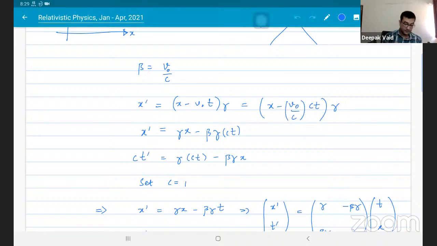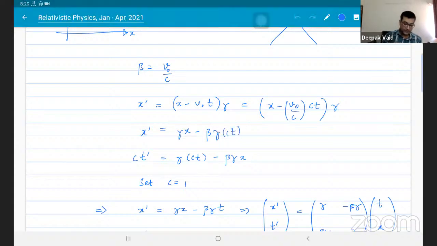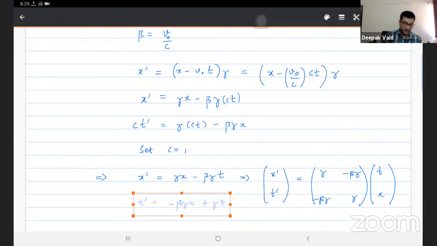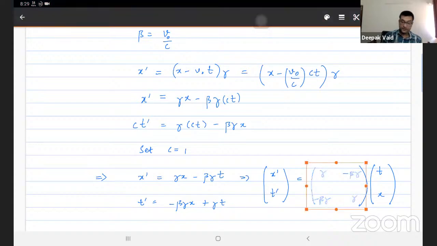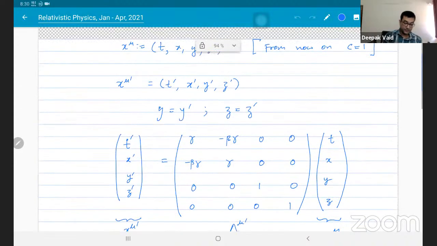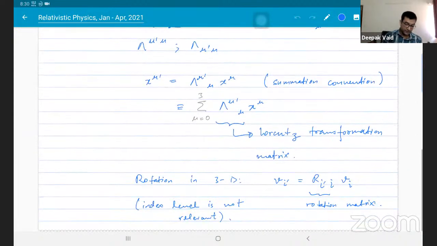So x prime becomes gamma x minus beta gamma, and then ct. But then setting c equal to 1, this just becomes gamma x minus beta gamma t. And similarly, t prime becomes, whenever I write t, it's understood, whether it's t or t prime, that there should be a factor of c in front of it, minus beta gamma x plus gamma t. So this can be written as a matrix like this, where the components of the matrix are this. So this kind of a matrix is called a Lorentz transformation, and it's an element of something called the Lorentz group. So such matrices, they form a group.